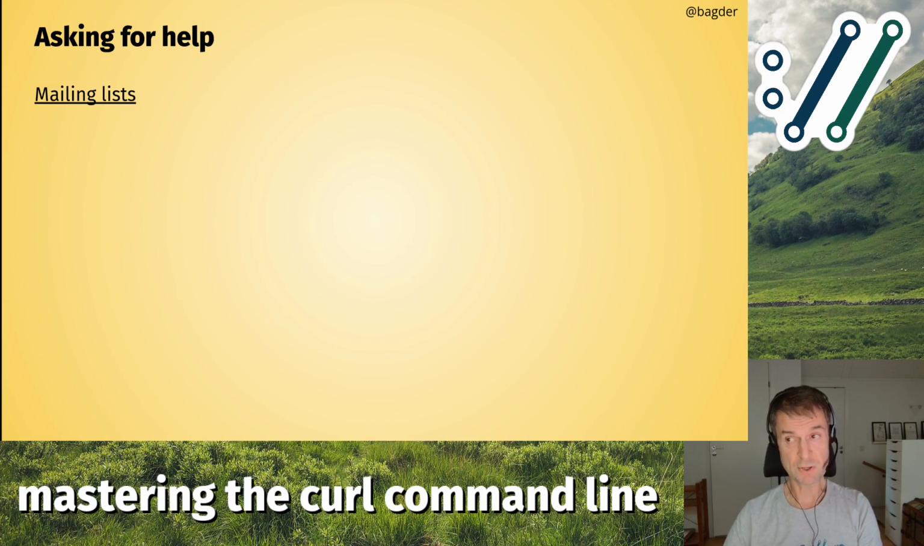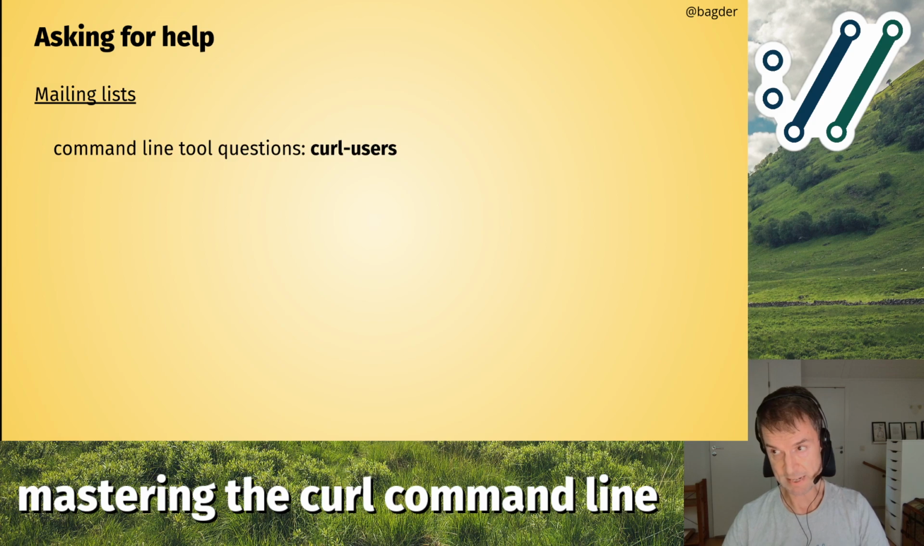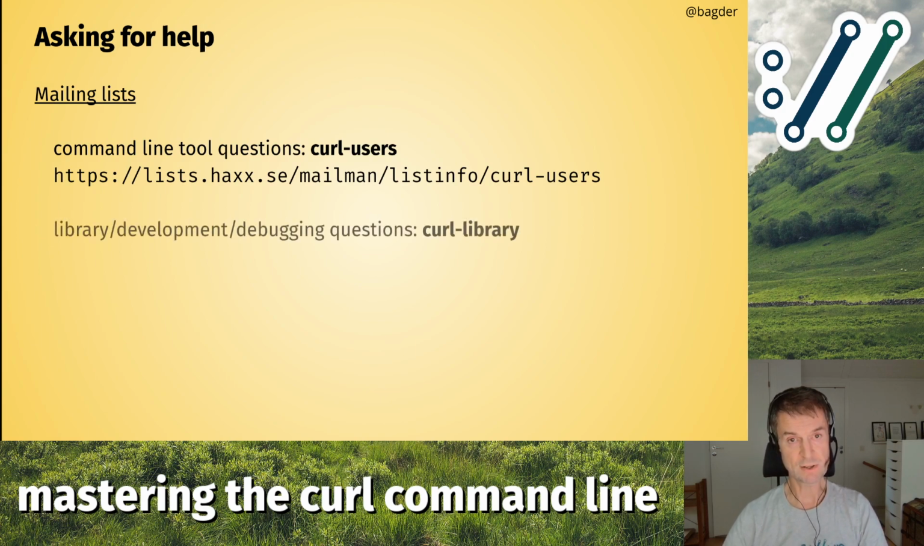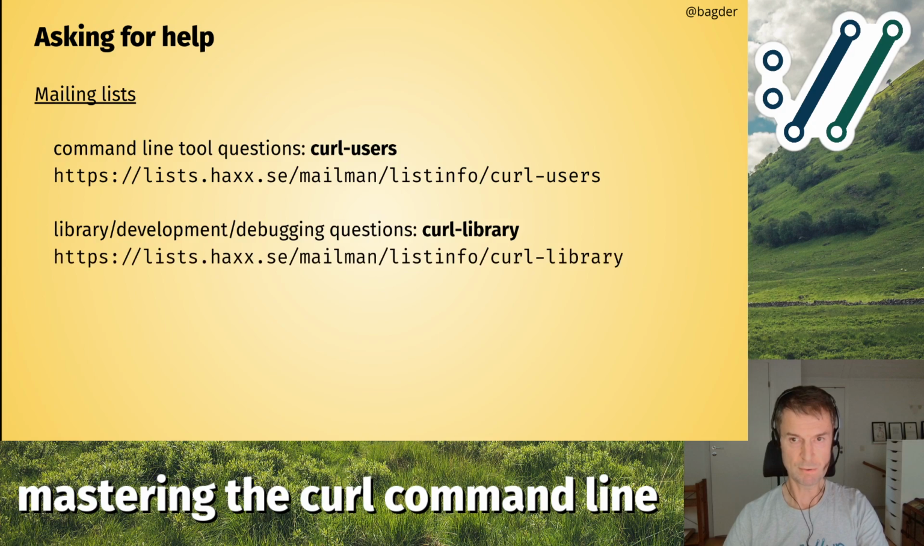So we're an old project. We do things by mailing lists. We have done that since the 90s. So we primarily have the curl-users mailing list, focused on command line tool questions, command line tool users. It's there on lists.haxx.se. And there's another one called curl-library, which is more focused on the library than development, debugging, sort of more architectural stuff, more source, more development. And it's also on the same site.